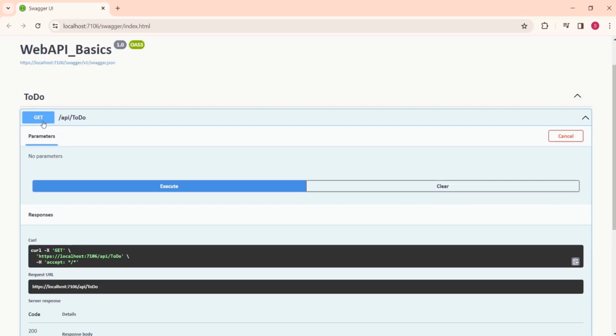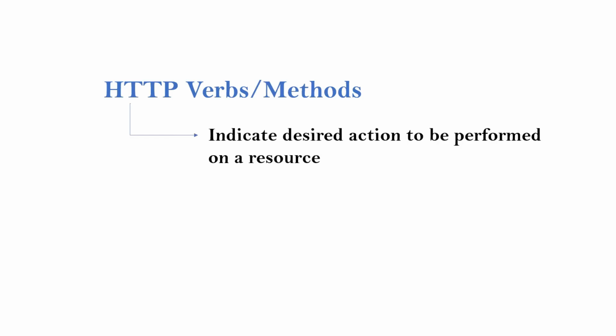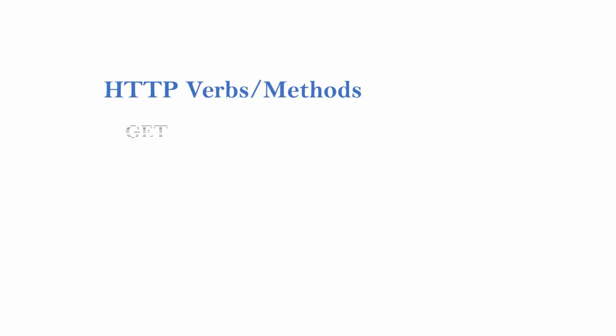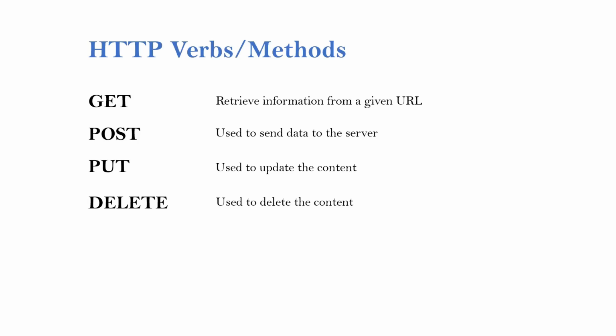But HTTP supports different methods. We call those methods HTTP verbs. HTTP verbs or methods indicate the desired action to be performed on a resource, and they provide a standardized way for clients to interact with server resources. Here are the commonly used HTTP verbs: GET, POST, PUT, PATCH, and DELETE. The GET method is used to retrieve information from a given URL, and POST is used to send data to the server. PUT is used to update the content, and DELETE is used to delete the content.